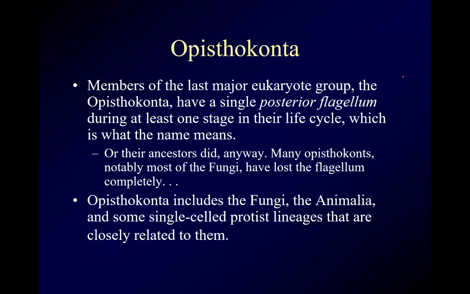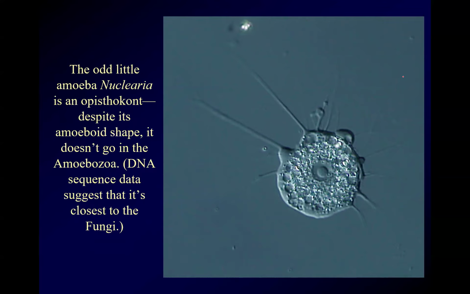And again, the main opisthokonts are the fungi and the animals, and there are some single-celled protists that are more closely related to either of those than they are to different protist groups. So this is a funny little amoeba called Nuclearia. Looks a little bit like a fried egg, except it's got these really long pseudopods. Despite its amoeboid shape, we don't put it in the Amoebozoa. DNA sequencing suggests that this is, in fact, an opisthokont, and it's closer to the fungi than to anything else. So that is an amoeba that is not in the Amoebozoa.